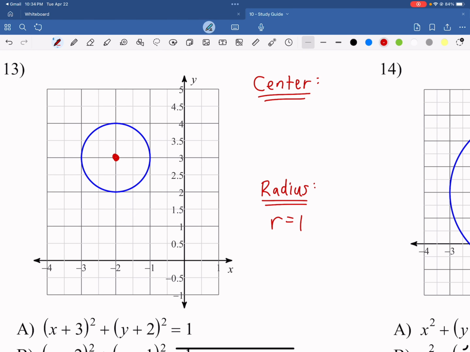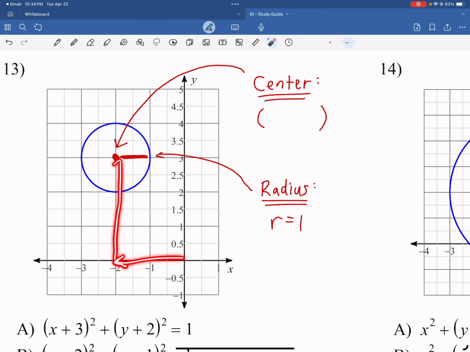And then the center, maybe I'll draw a little radius here just to visualize it. And again, this radius is the same no matter where you draw it, right? No matter where you draw it, it's always going to be 1. So this is the radius. And then the center is this point right here. Well, what point is that? I guess we moved all the way to -2 and then went up to +3. So that's -2, +3, right?